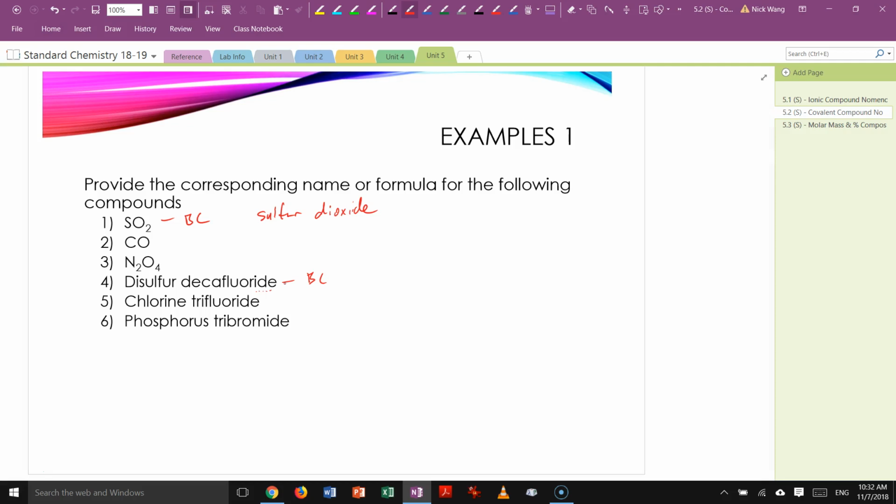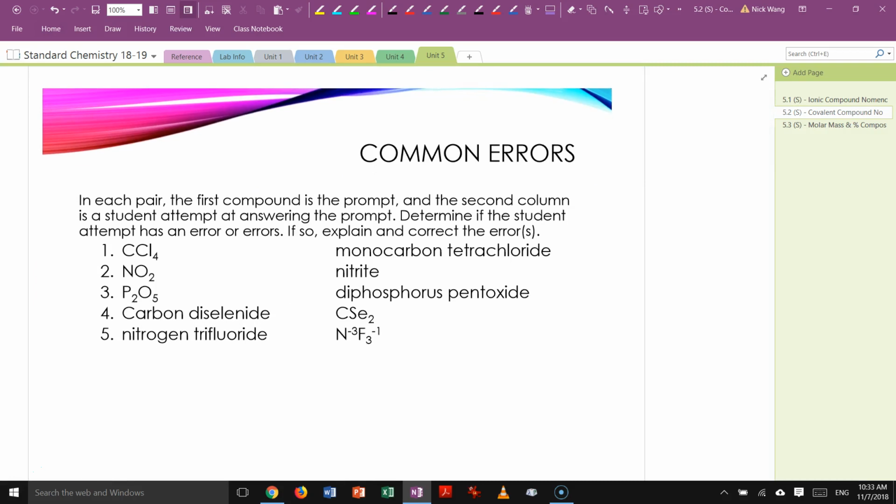So we have to translate this, and knowing the formula is going to require you to translate the prefixes into numbers. So disulfur, well, di means 2, so S2. And then fluoride, that's going to be the element F with deca, the prefix for 10. So S2F10, disulfur decafluoride. Go and try the rest of these examples to make sure you understand how binary covalent problems work. In this next section, some more practice, giving you an opportunity to identify some common errors. Take a look at the prompt to make sure you understand what it's asking, and then give these a shot as well.